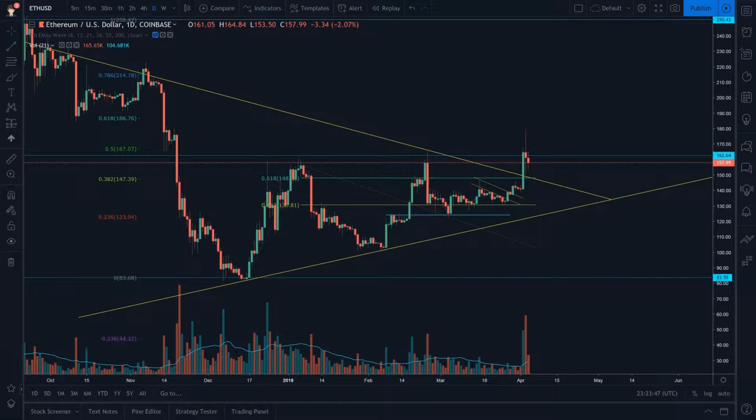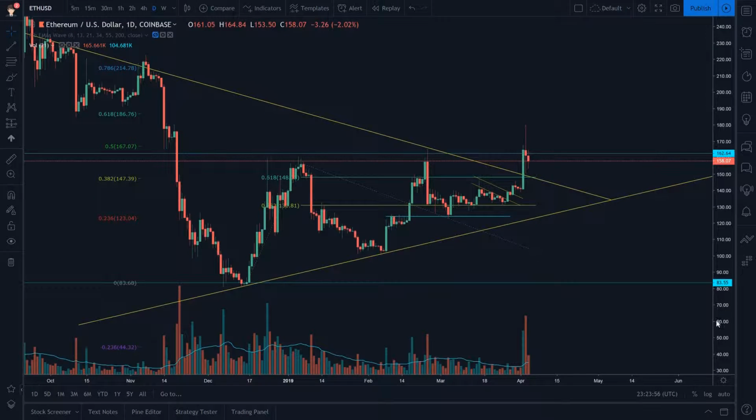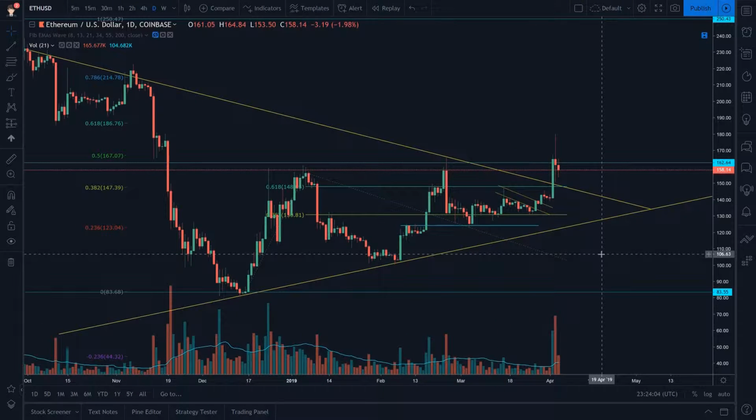Hello everybody, it's April 4th, 2019. It's about 7:30 p.m. Eastern Standard Time, and I just wanted to do a quick update on Ethereum. It's been a couple of days since the last update, so I just want to see where we are after the massive climb up we had the other day. I have the daily chart here.